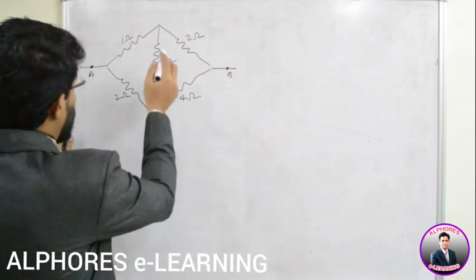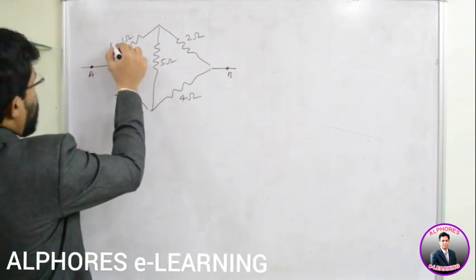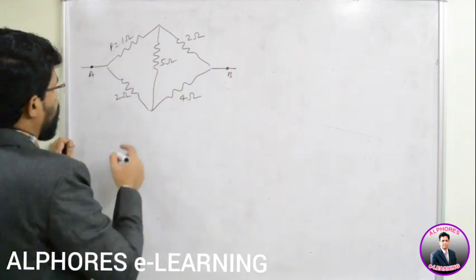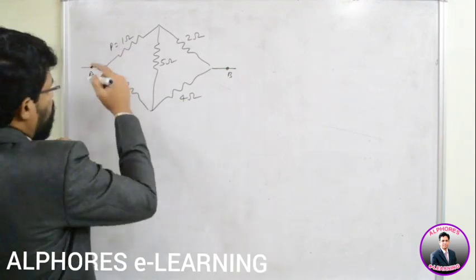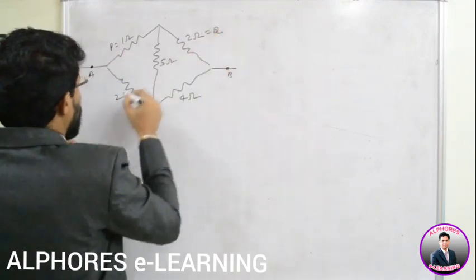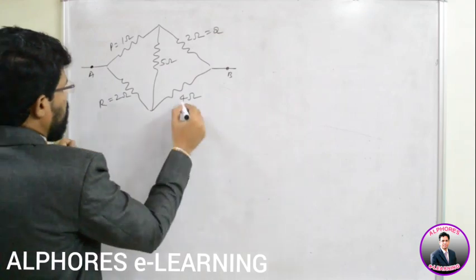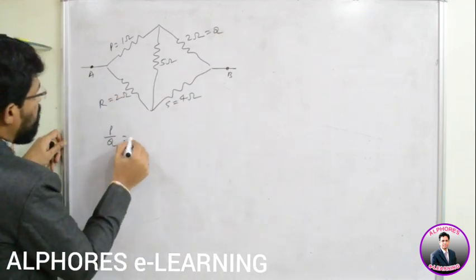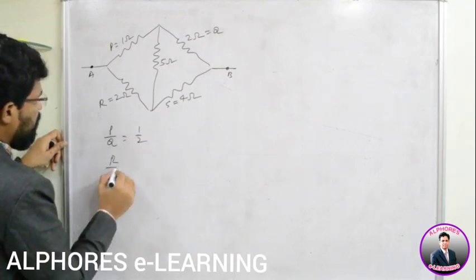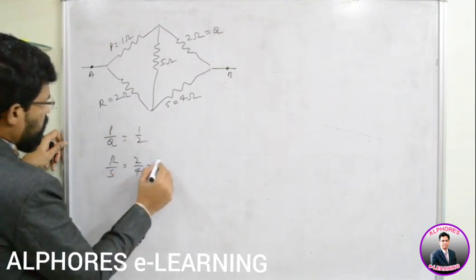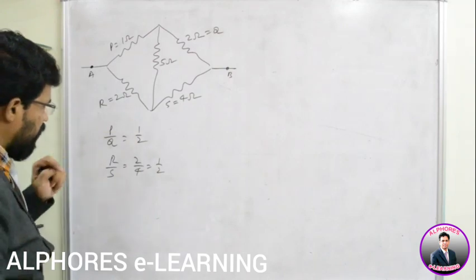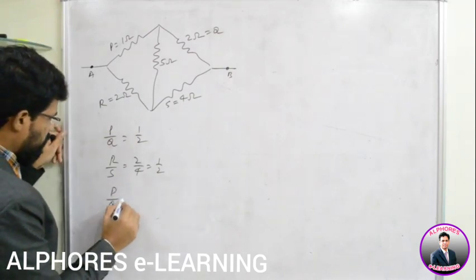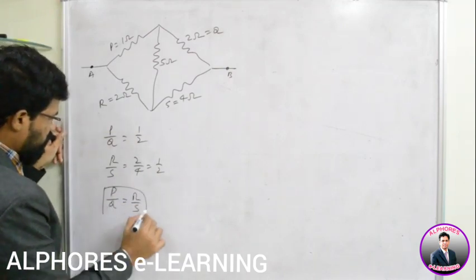But look at this picture. Let us say this is our P, whatever Wheatstone's bridge principle related resistance we have talked about, that P is this one, and this is, let us say, Q, let us say this is R, let us say this is S. Let us verify what is P by Q. P by Q is equal to 1 by 2. What is R by S? 2 by 4, which is equal to 1 by 2. So P by Q and R by S both are equal or not? So P by Q is equal to R by S. It means the bridge is balanced.